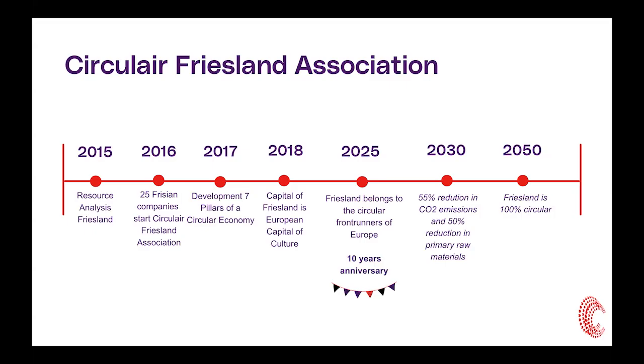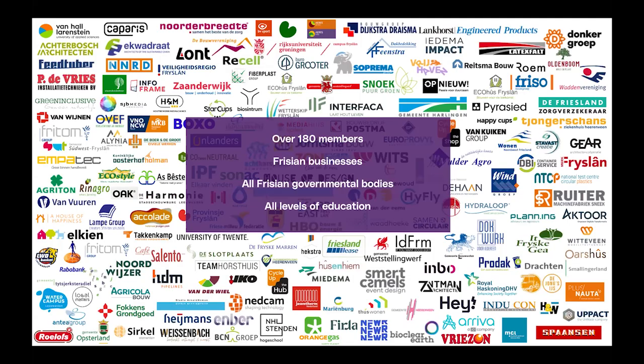So our association has over 180 members, which is mostly Frisian businesses, but also all the governmental bodies of Friesland and all levels of education, which are mainly universities and Universities of Applied Sciences. So we have a lot of members and they all work together and collaborate on circular initiatives, which is very nice. And I would like to share a little video about our association so you can get a better image of what we do.